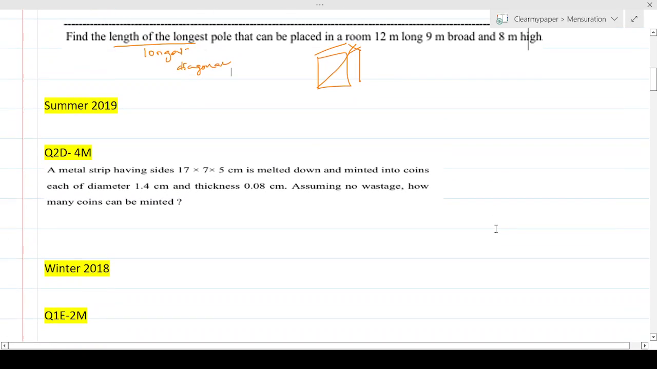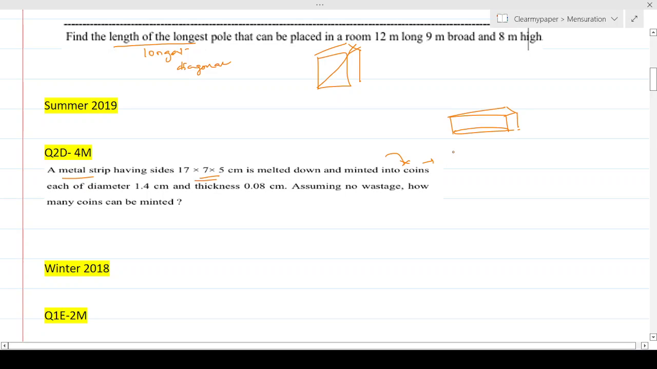Okay, the next question is on summer 2019. It involves knowing one of the formulas for a cuboid, because you have a metal strip that is of this shape, and they are given 3 dimensions. That means you're going to have height also, so it's going to be a cuboid. Sorry, excuse my drawing. And they're also talking about converting these metal strips into coins. The coins become cylindrical or sphere.